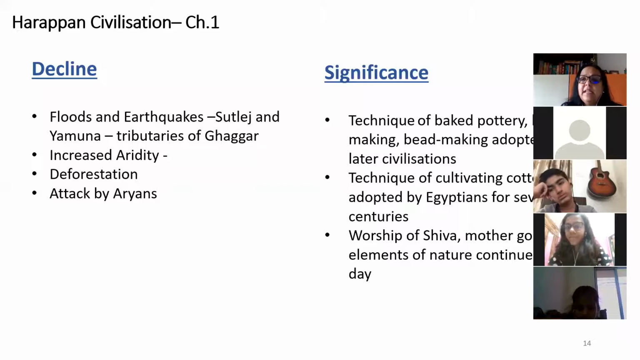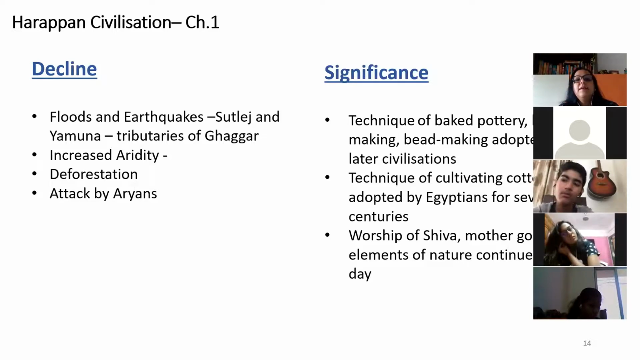So why did that increased aridity happen? There was a river called the Ghaggar River, which was all in that area only. The Ghaggar River had two tributaries, one is Sutlej and the other is Yamuna. Yamuna and Sutlej were two tributaries which were joining the Ghaggar River and giving water to it. But then what happened?